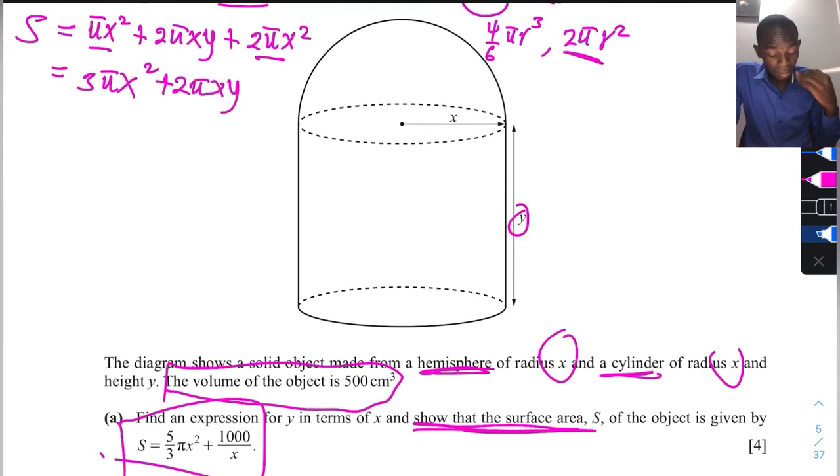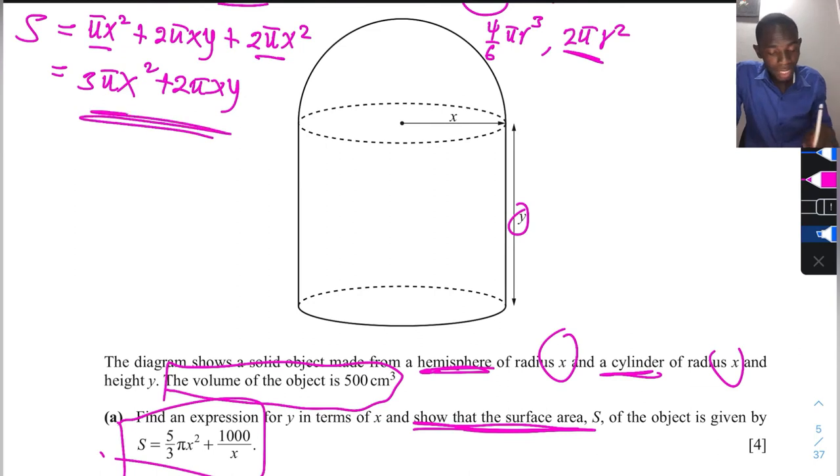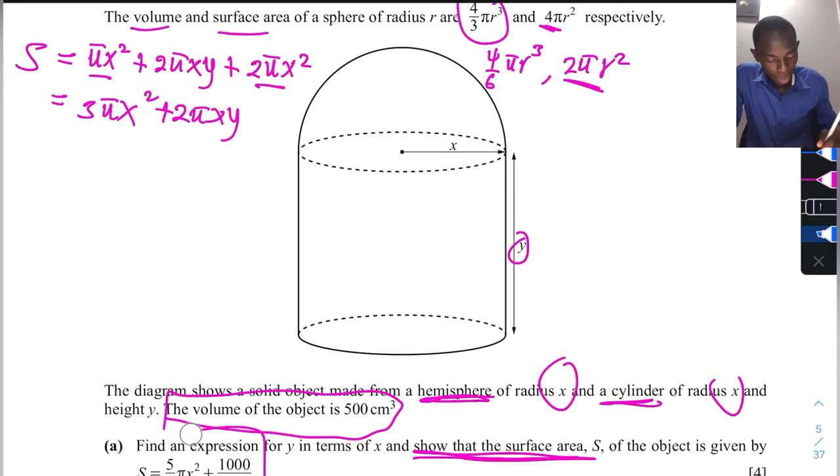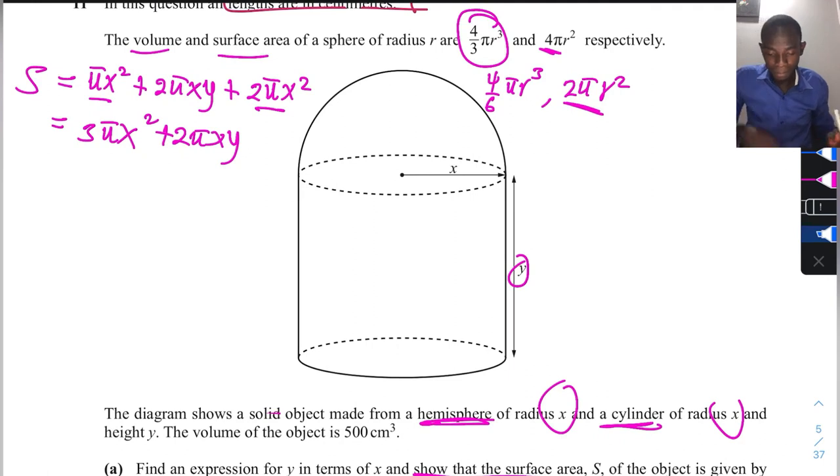Now if you check this, it doesn't work with what they want. In fact, if you look at the question, it doesn't have any y, but we have a y. So that means that we are not done. We started really well, but there's something else that we need to factor in. So we go back to the question to read, and then you realize that they gave us a volume. So let's work with it.